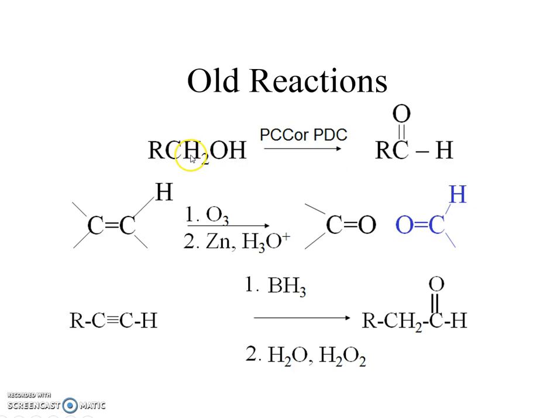Here are the old reactions. Here's a primary alcohol. PCC or PDC, it oxidizes it down to the aldehyde. Remember, don't use chromic acid. That takes it to the carboxylic acid. Here's an alkene. This carbon has a hydrogen on it. Whenever you have a hydrogen on an alkene, oxidative cleavage using ozone and zinc and acid gives, at least for any carbon that has just one hydrogen on it, an aldehyde. Here's a terminal alkyne. Hydroboration gives an aldehyde. This carbon becomes an aldehydic carbon.